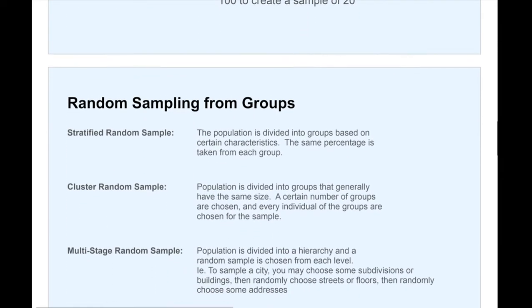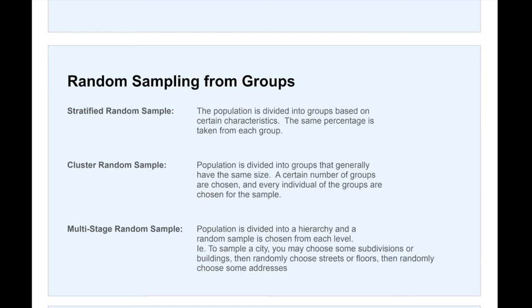Random sampling from groups, we have stratified random sampling. This is where the population is divided into groups based on certain characteristics, and then the same percentage is taken from each group. So for example, you might think of dividing the school up by grade and taking 10% of each group, so 10% of each grade.